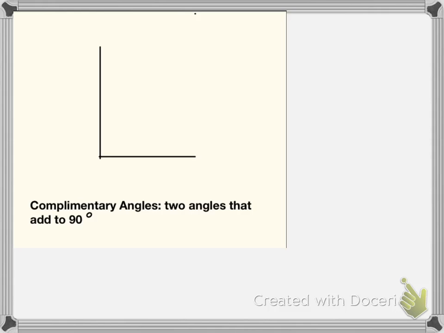Complementary angles are formed when we have two angles that add together to get 90 degrees. You can see I've drawn two perpendicular lines, which means they form 90 degrees. Now if I bisect that angle and insert a value for one of those angles, we'll make this top angle here 40 degrees. We know that the sum of these two angles, 40 degrees and angle A, must equal a total of 90 degrees.